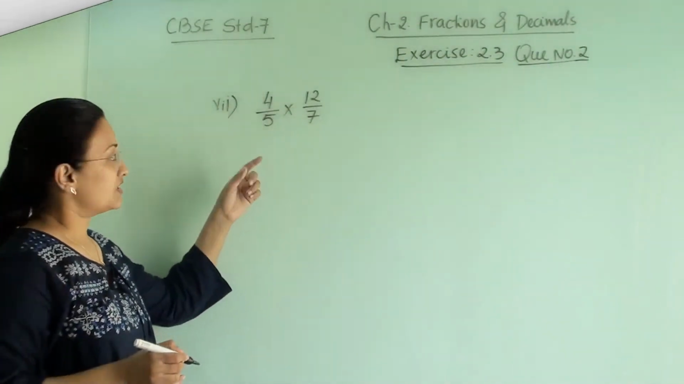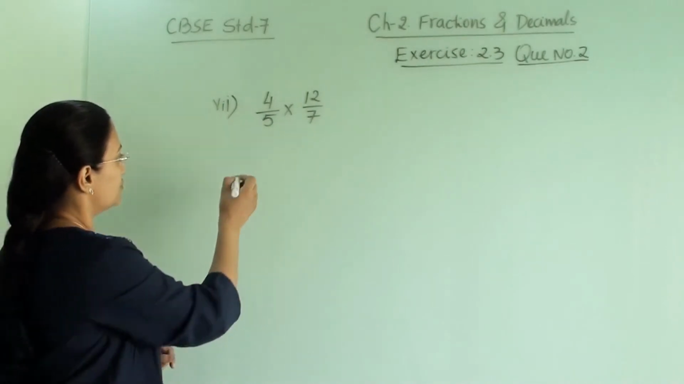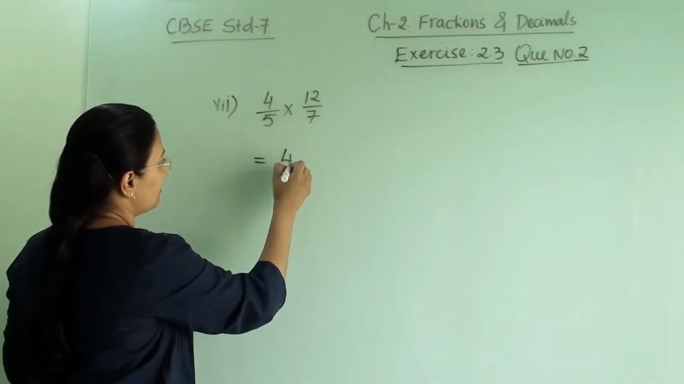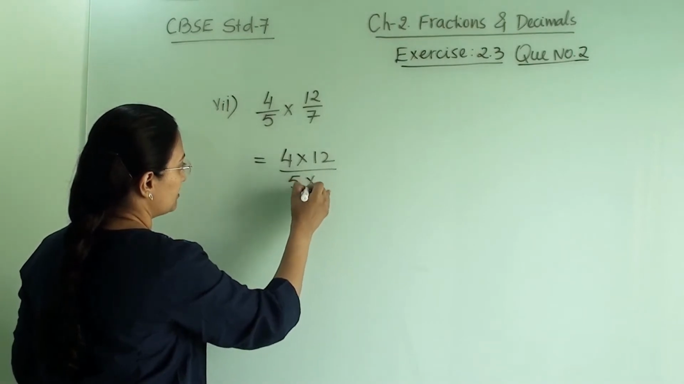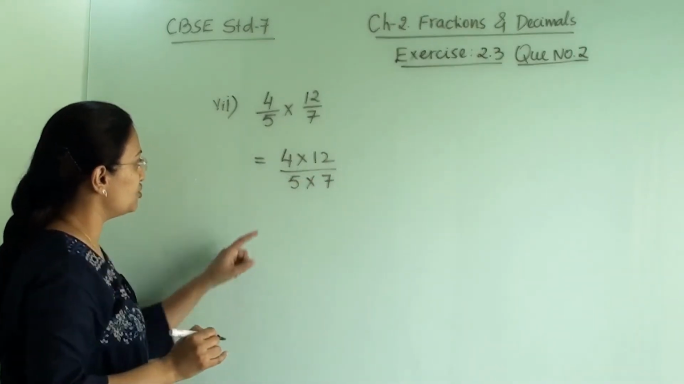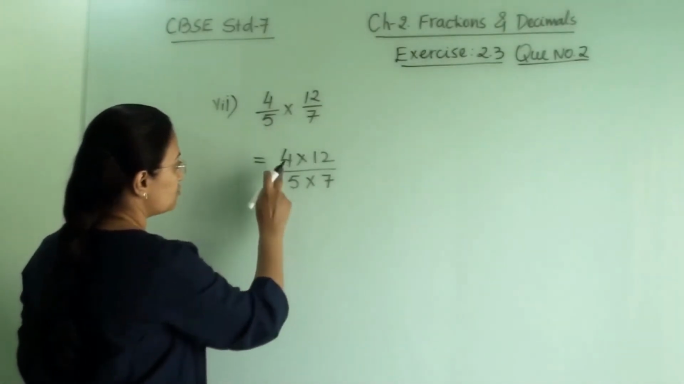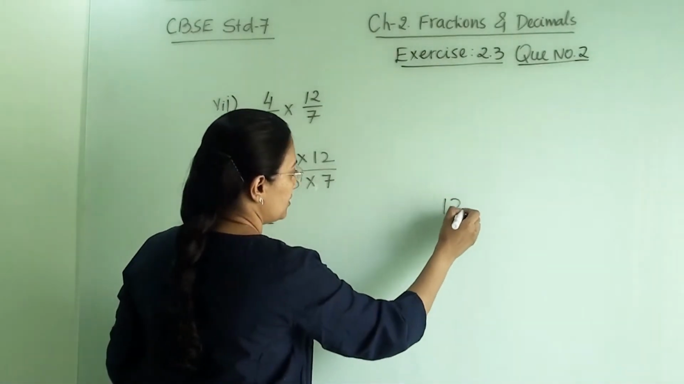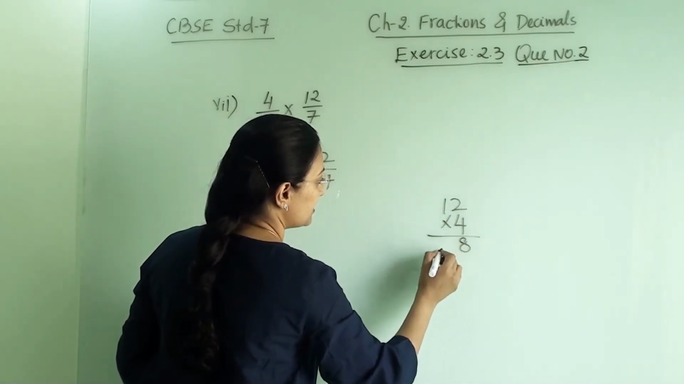The next numerical is 4 by 5 into 12 by 7. So let us write all the numerators together and denominators together. Now let us check, can we reduce anything here? No, we cannot reduce anything. So 12 into 4, and here 8 and 4.